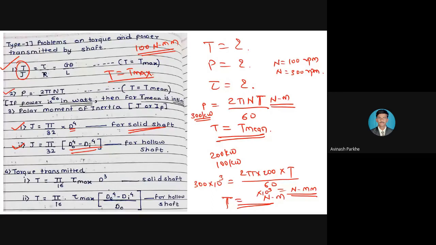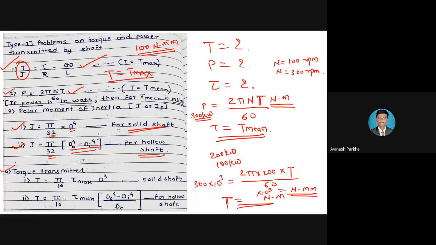So please take all these formulas in your notebook. First formula, torsion formula. Second formula, power formula: P is equal to 2π NT / 60. Then polar moment of inertia for the solid shaft: π/32 into d⁴, because only one diameter is there for the solid shaft. For the hollow shaft, two diameters are there. do means outer diameter, di means inner diameter. So J is equal to π/32 into (do⁴ minus di⁴) for the hollow shaft.